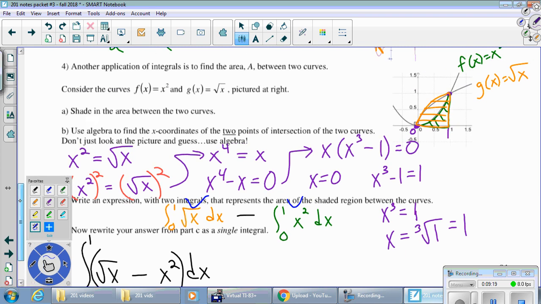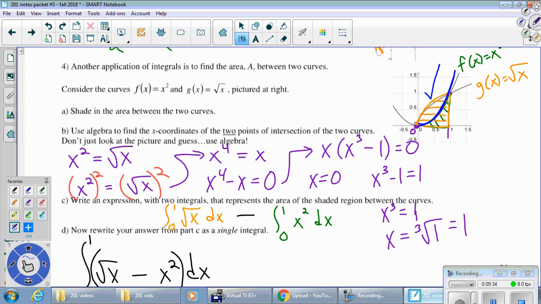How do you know which one goes first? It's the one that's on top. That has to go first. So the square root function was above the square function for the region we were talking about. So it was just the integral of the square root of x minus x squared. And again, we needed the points of intersection.